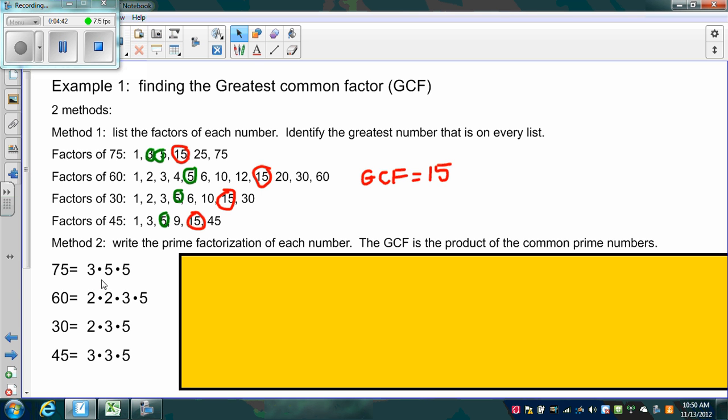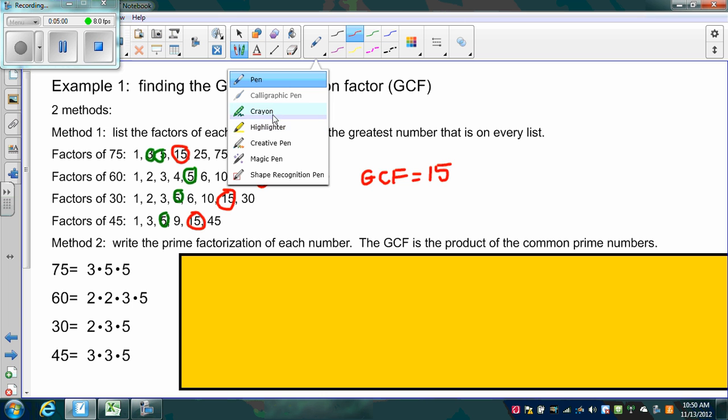So in this case, 75 would be 3 times 5 times 5. 60 is 2 times 2 times 3 times 5. 30 is 2 times 3 times 5. And 45 is 3 times 3 times 5. So all of those are prime numbers. And then what we can do, let me get a little finer marker here.